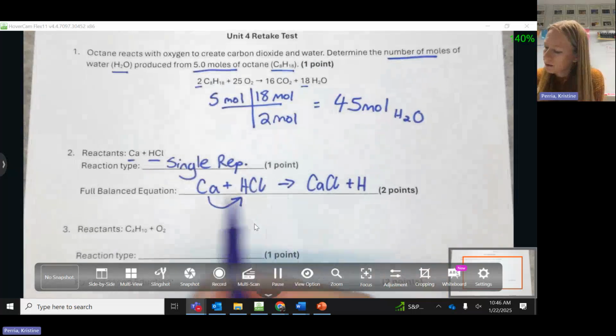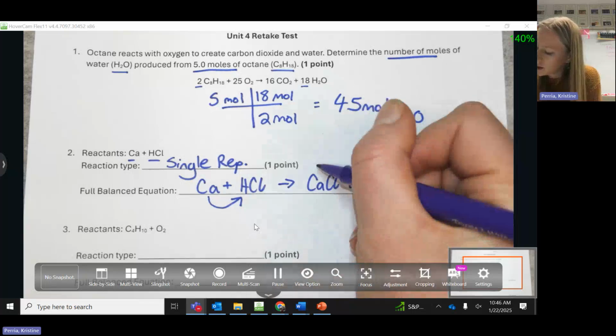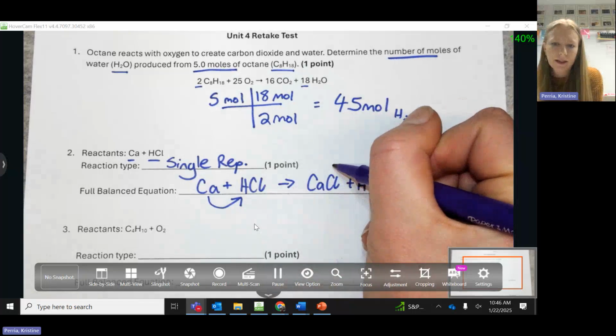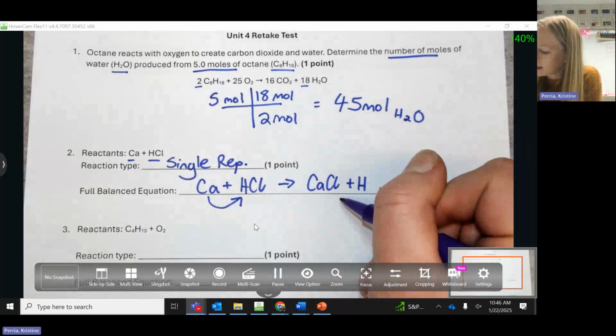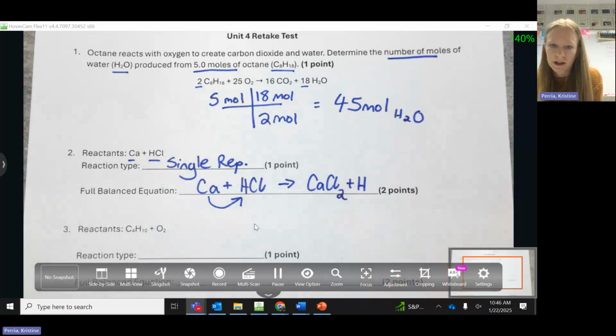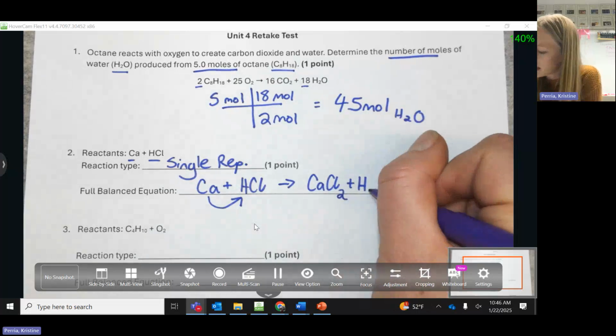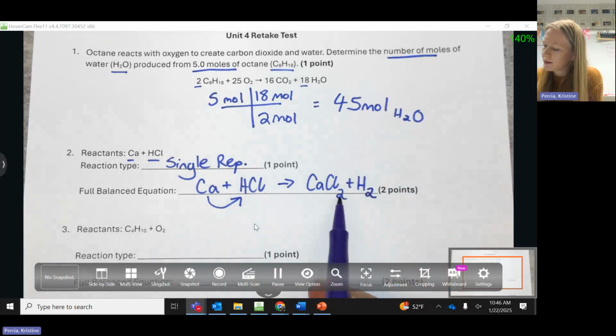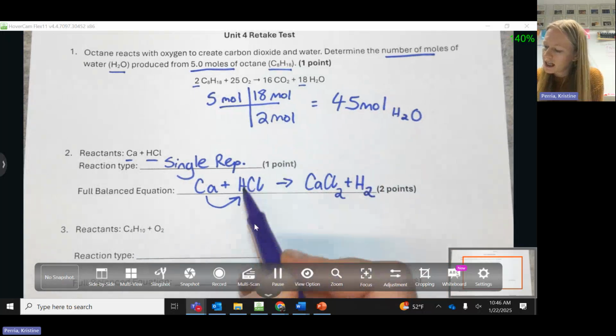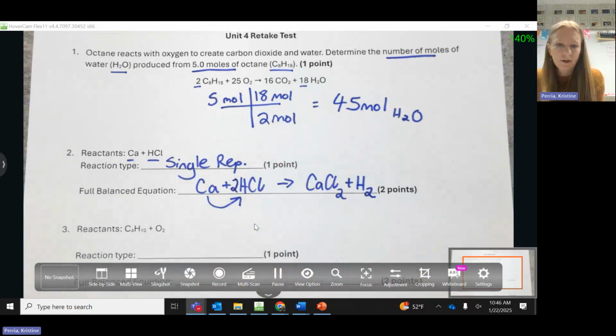Okay, but before we can balance, we need to crisscross our charges. So I know Ca is +2, I know Cl is -1, so that means I'm going to need 2 Cls. Now it's crisscrossed. And then hydrogen is on my list, but when it's by itself, it has to be with itself. So I'm going to put a little 2. And so now my H and Cl are 2 on this side, but only 1 on this side. So I'm going to put a 2 in front.